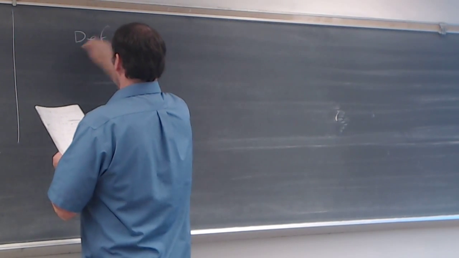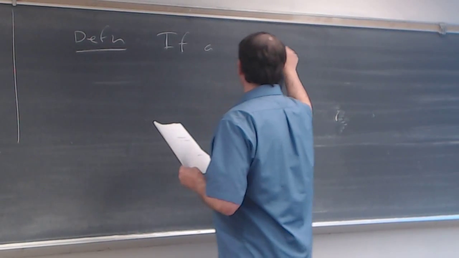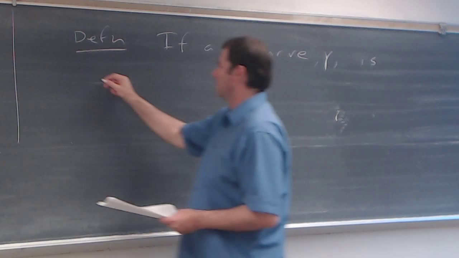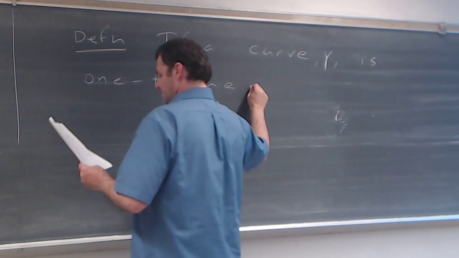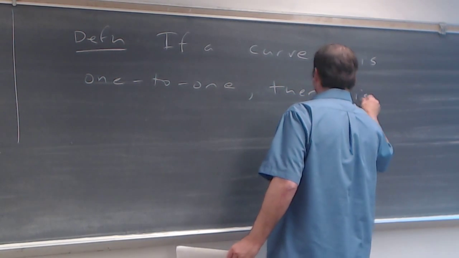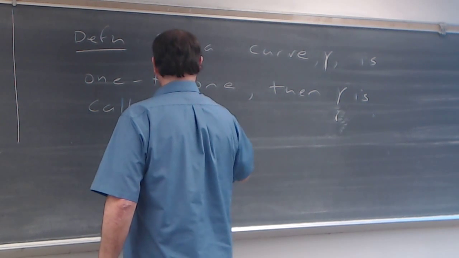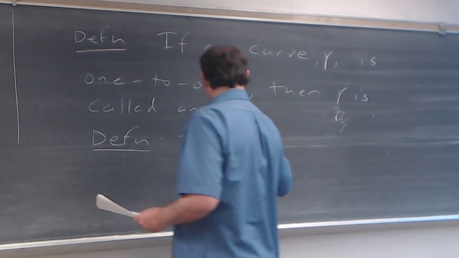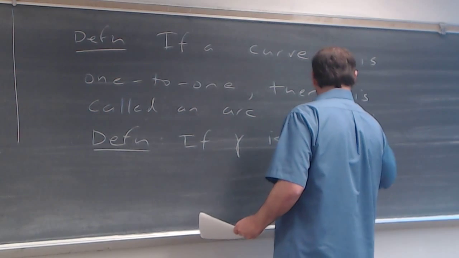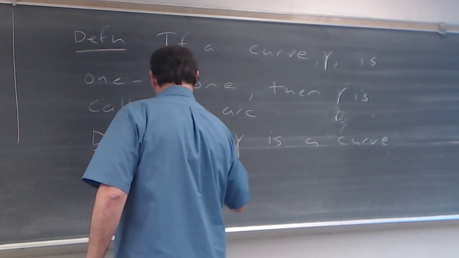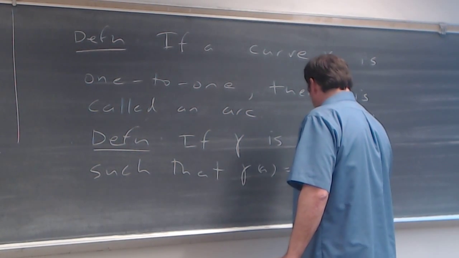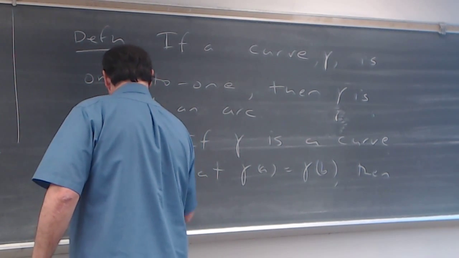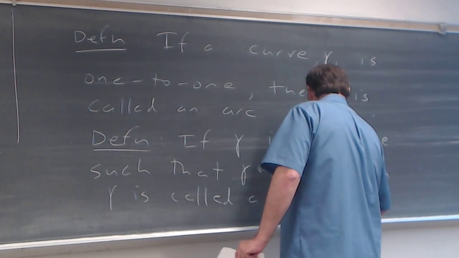So the next definition is that if a curve gamma is 1-to-1, then gamma is called an arc. And another definition, if gamma is a curve such that gamma of A equals gamma of B, then gamma is called a closed curve.